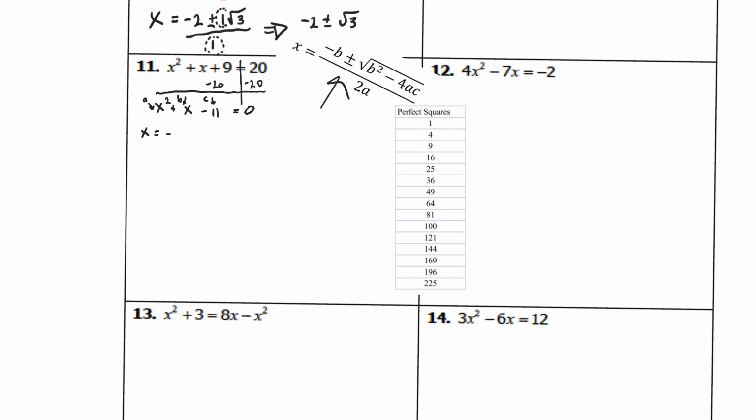So opposite b is going to be negative 1 plus or minus the square root of b squared minus 4a and c, all over 2a. Okay, and again, most of you guys are really good at this. It's not that big of a deal.